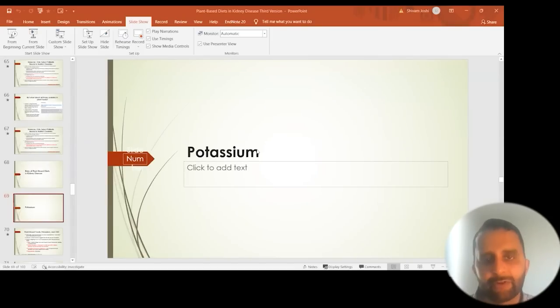Okay, so a big concern is potassium in kidney disease with plant-based diets, and that's why I wanted to segue into this whole separate talk on this. And after we get through this, I'll move back to the original talk.